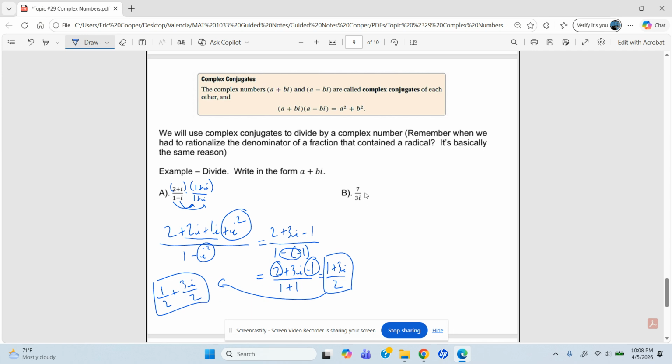Here again, it's one term, so I'm going to multiply everything by 3i. At the top, this becomes 21i. And at the bottom, this is 9i squared. But the i squared becomes negative 1. So now I have 21i over negative 9. Both of these are divisible by 3. So this will become negative 7i over 3. Again, make sure you're changing that i squared into negative 1 every single time.